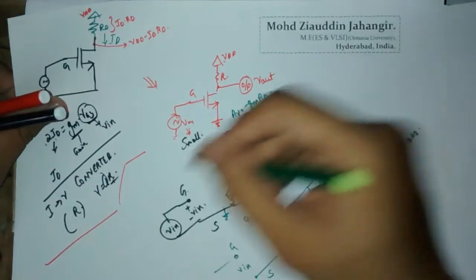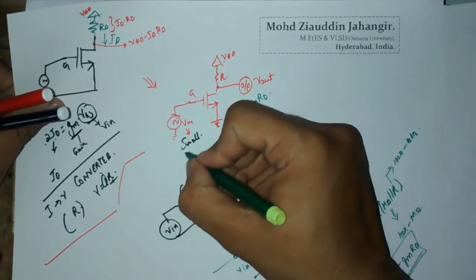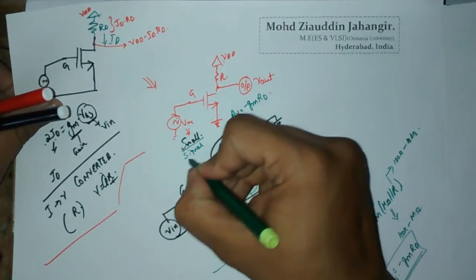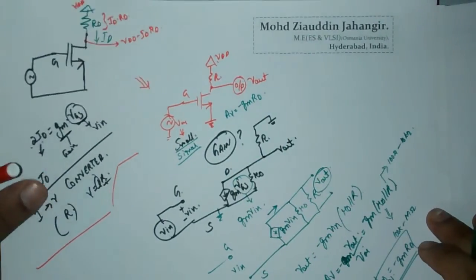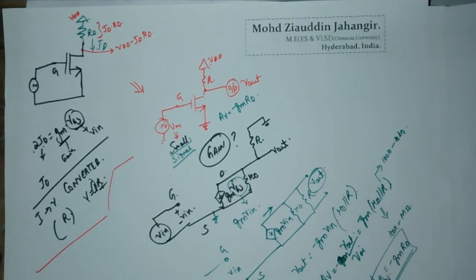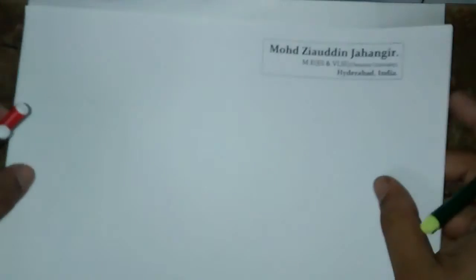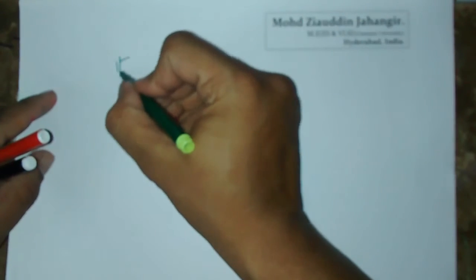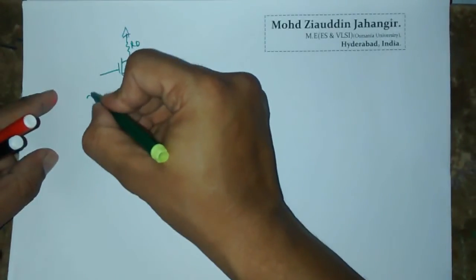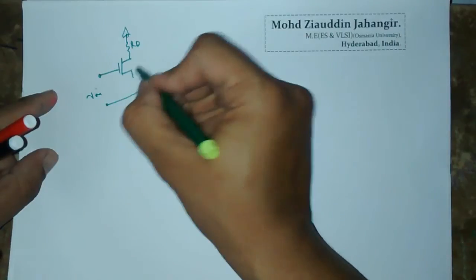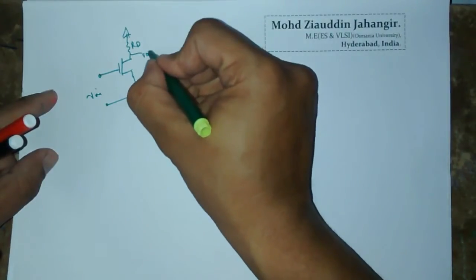So what all we have done here is a small signal analysis, that means assuming Vin to be a small signal. Okay, now let us do a large signal analysis on this circuit. First let me draw the circuit. It's connected to source and this is Vout.